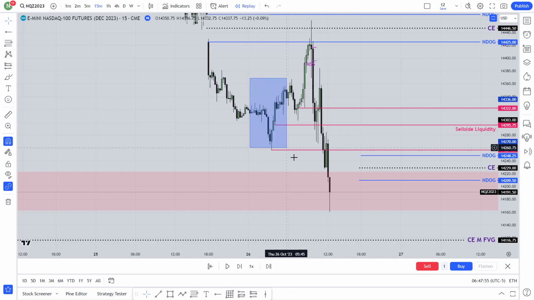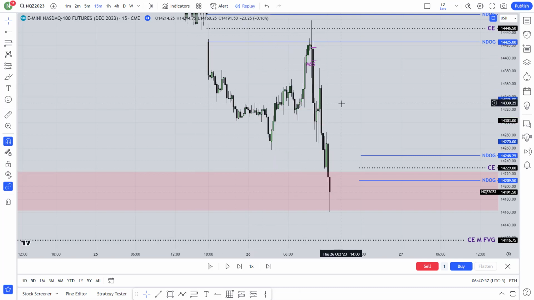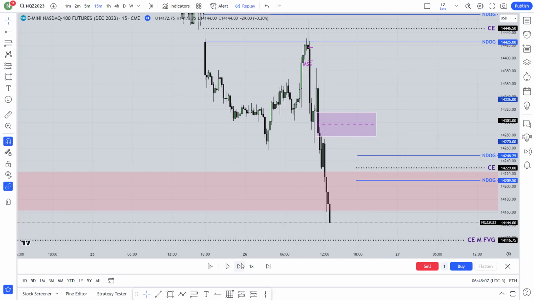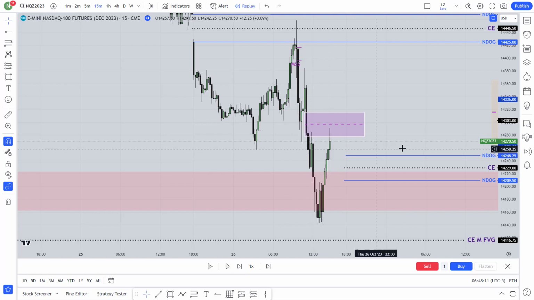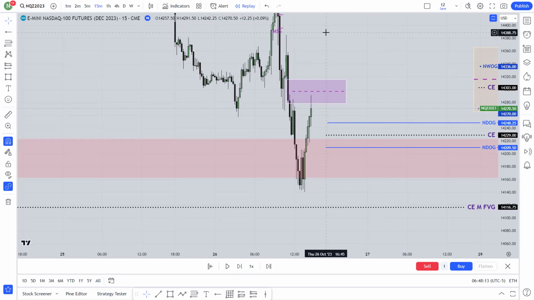Okay, just let me clean all of this. Another 15-minute fair value gap is here. Let me mark this one. This is another 15-minute fair value gap. Now when price will go above again, let me go over there. Okay, it came here. What will you expect? Market will go higher? No, this is the expansion.